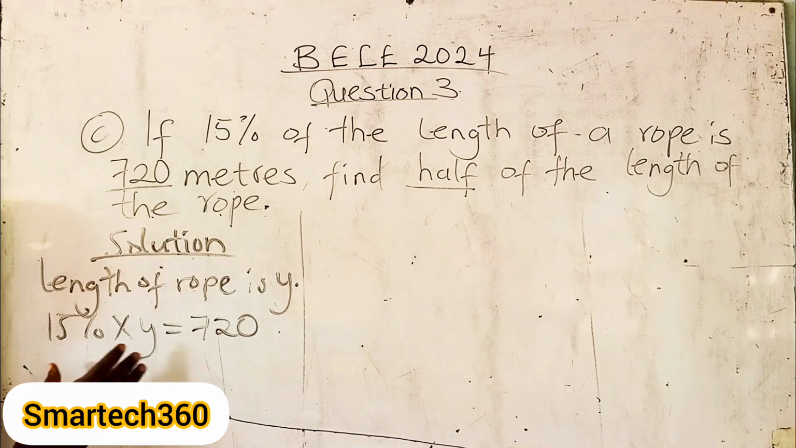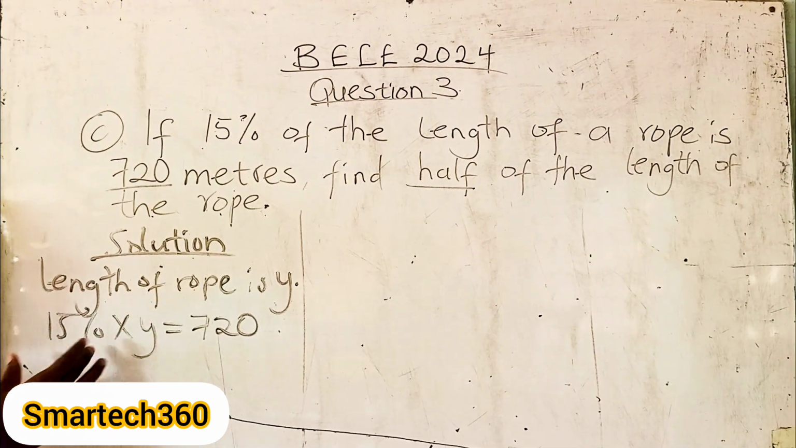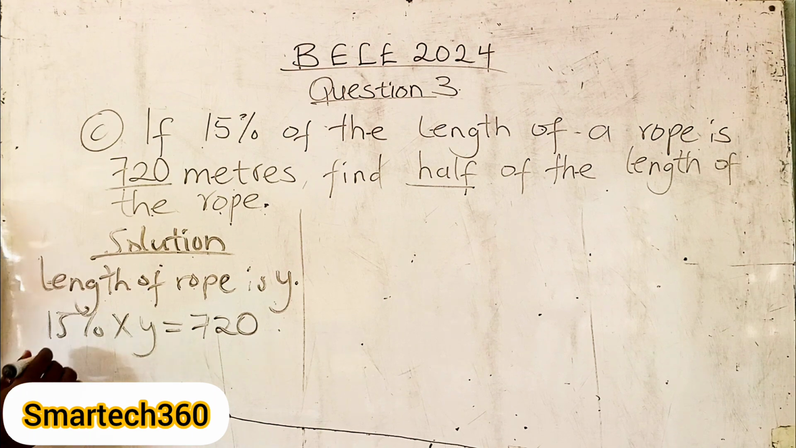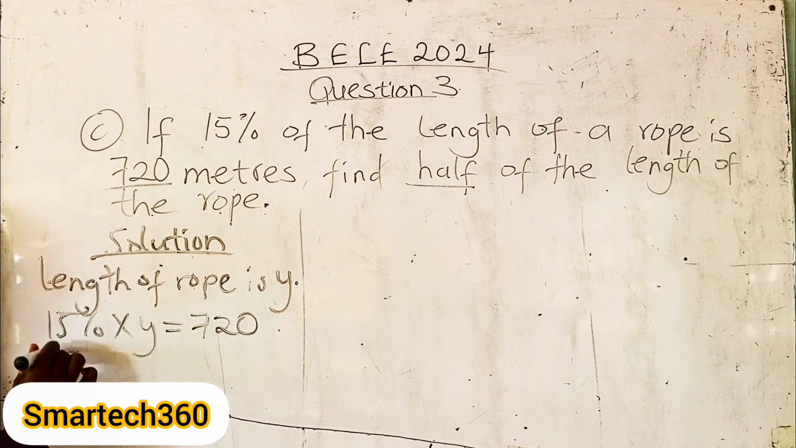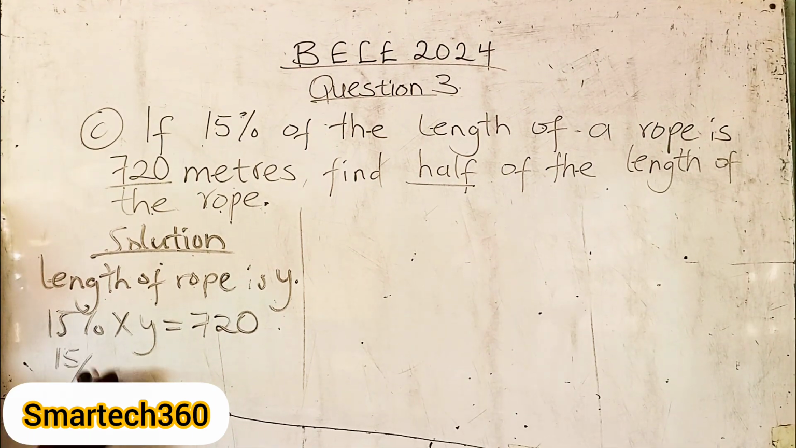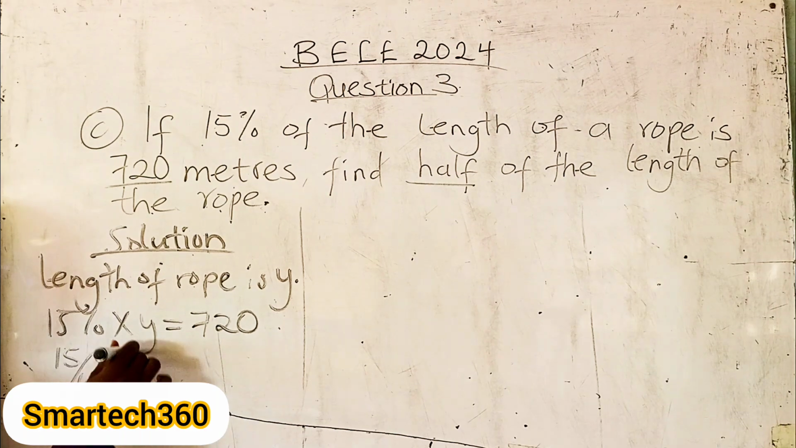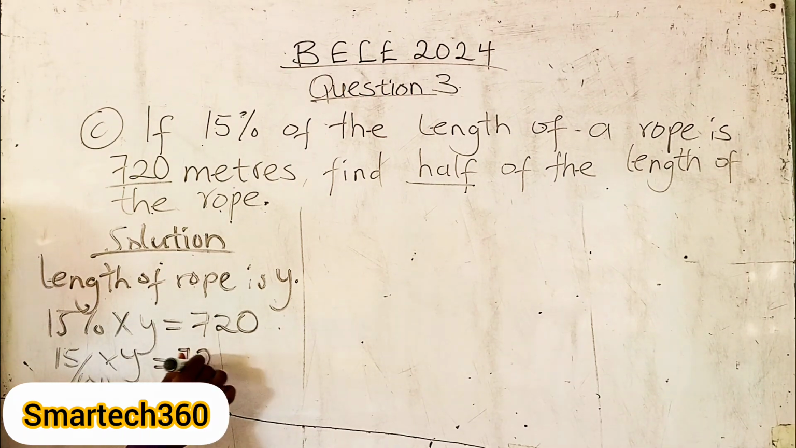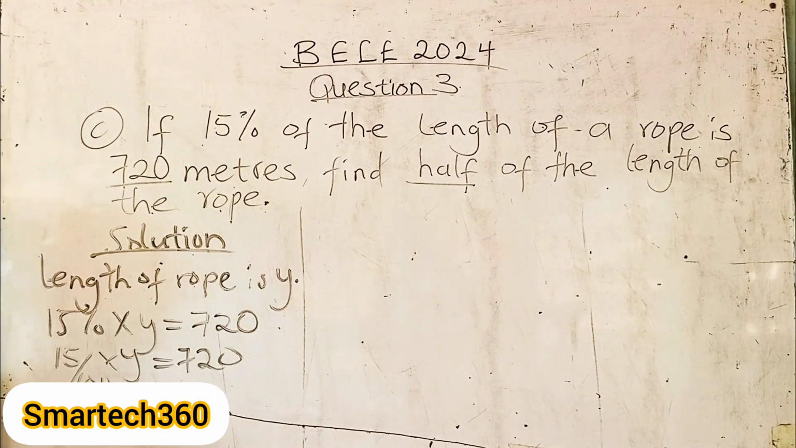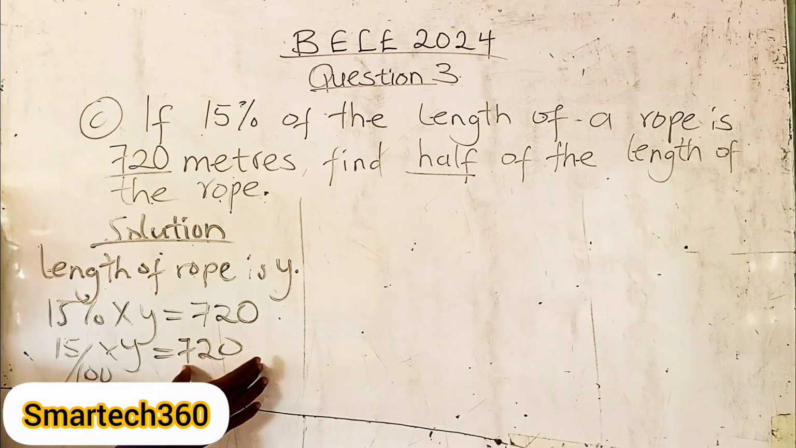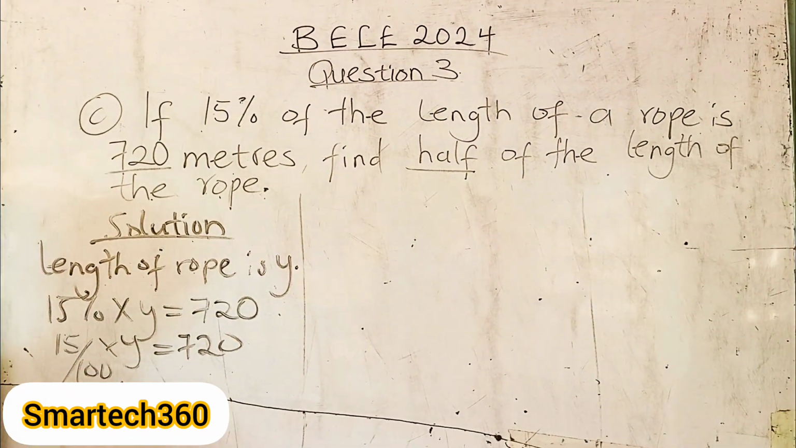So to find the whole of Y, first of all, change the 15% to a fraction. So to do that, you have 15 over 100, times Y, equal to 720. So what do you do next? Multiply each side of the equation by 100. That is to eliminate the denominator, which is 100.